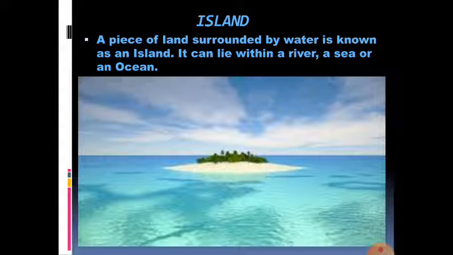Island. See, such a beautiful sight. All around is water and in the middle there is land with vegetation. Can you see? This is known as an island. A piece of land surrounded by water is known as an island. It can lie within a river, a sea or an ocean.